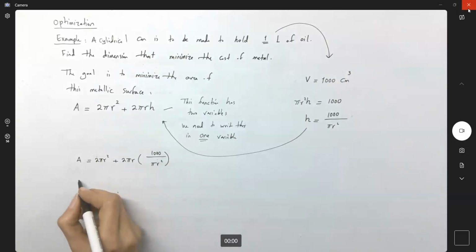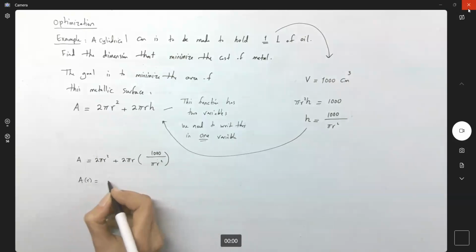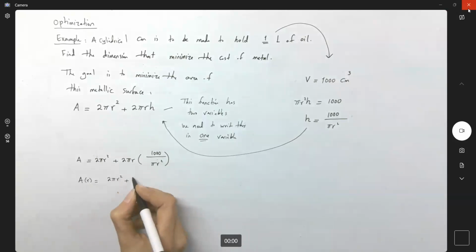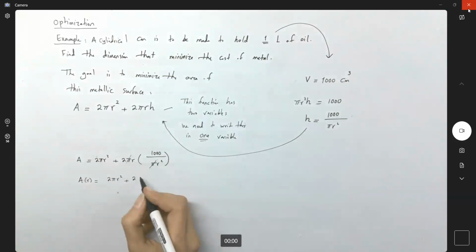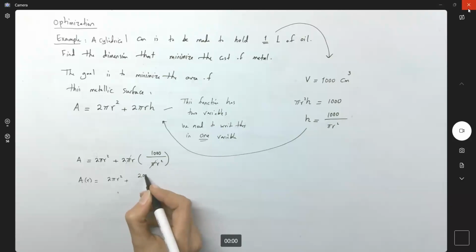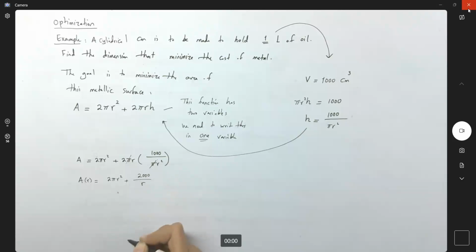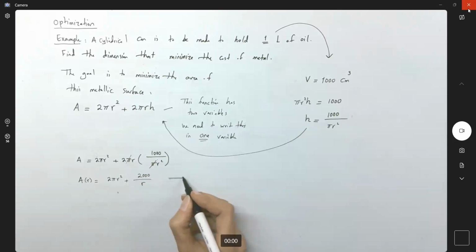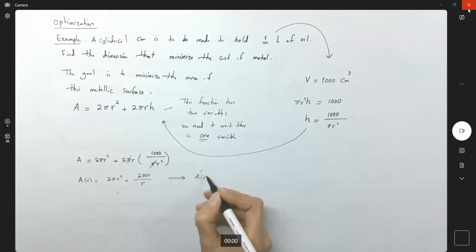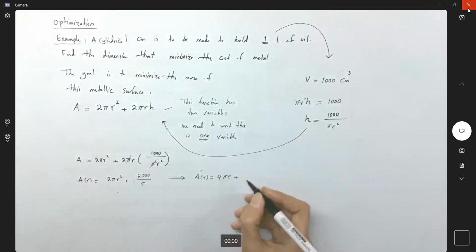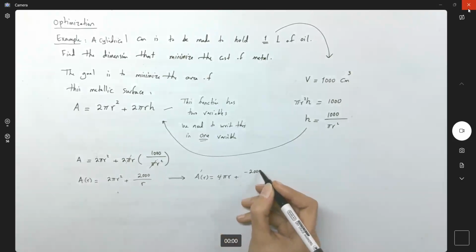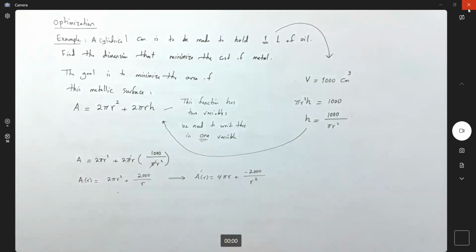You can simplify this function. A of r is 2 pi r squared plus 2 pi. You can get rid of pi and pi. You can get rid of one of these r's, and you can multiply 2 and 1,000. You have 2,000 divided by r. Well, let's take the derivative because we want to find the critical values. A prime is equal to 4 pi r plus negative 2,000 divided by r squared.